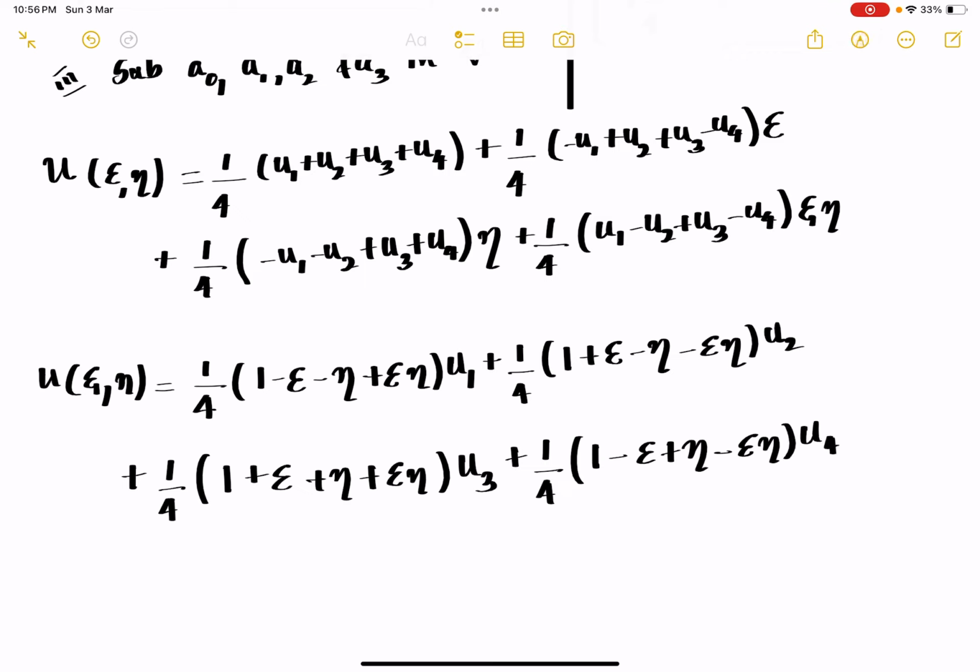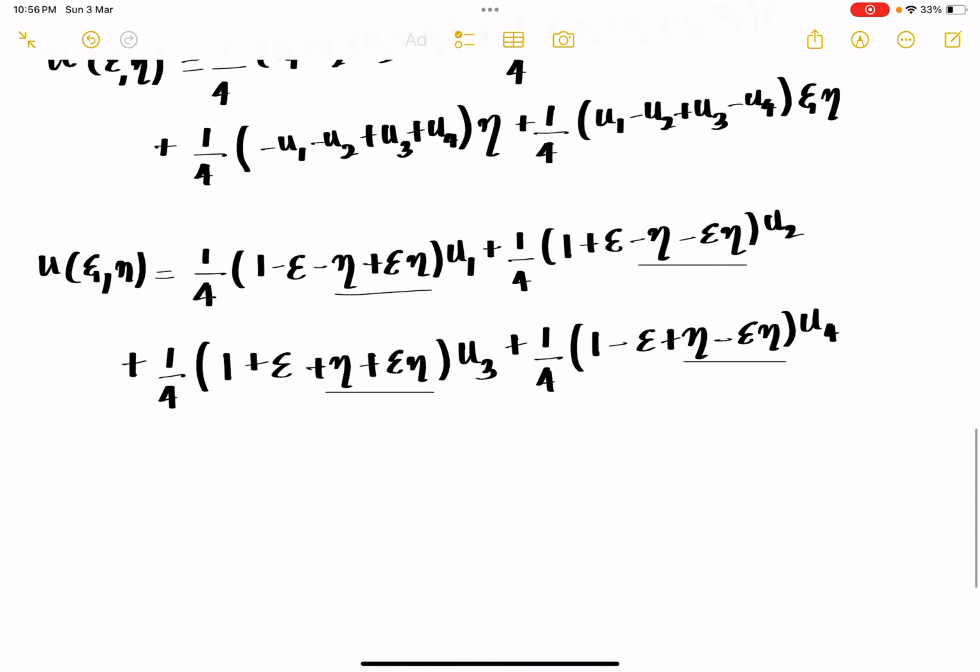Now, in the next step, I'm going to take eta common for these two terms. And again, I'm going to take eta common for these two terms. Let me take eta common from these two terms. Let me take eta common from these two terms. Okay, that's what I'm going to do. So let me do that.